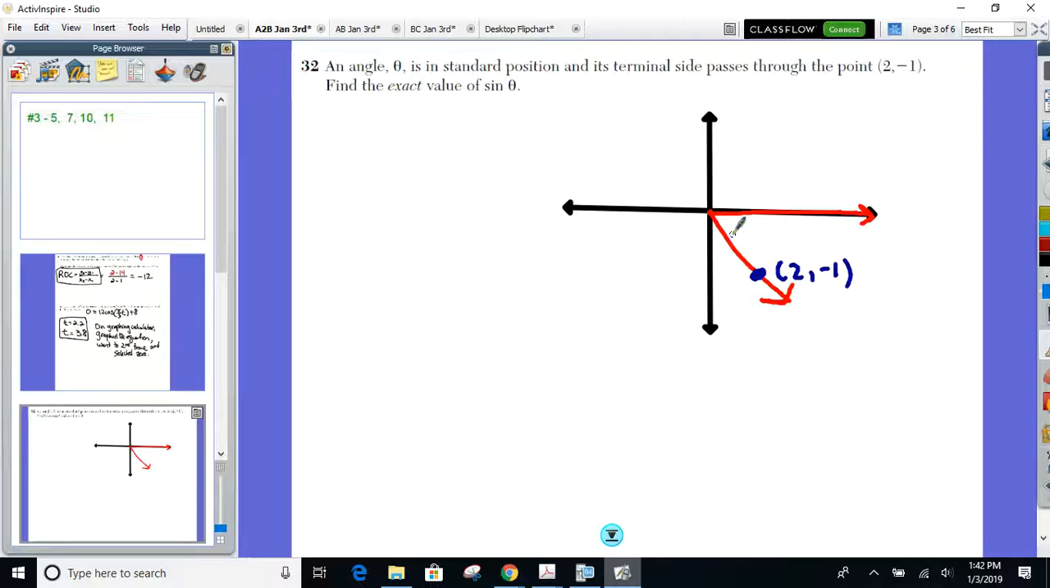All right, let's just start talking here. Hopefully something will stick. What am I asking you to find the value of? Sine, right? All right, let's talk. Anything about sine?